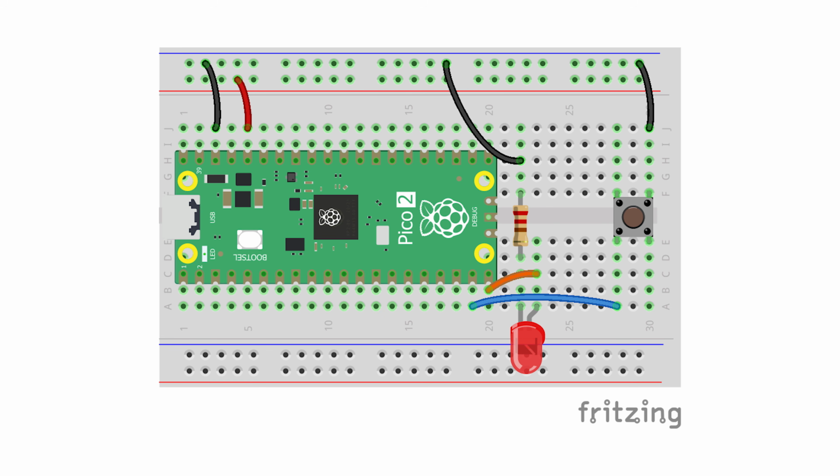For this demo, you'll just need a button connected to GPIO 14 and an LED connected to GPIO 15. Don't forget that 220 ohm resistor for the LED. Let's jump into some code, shall we?